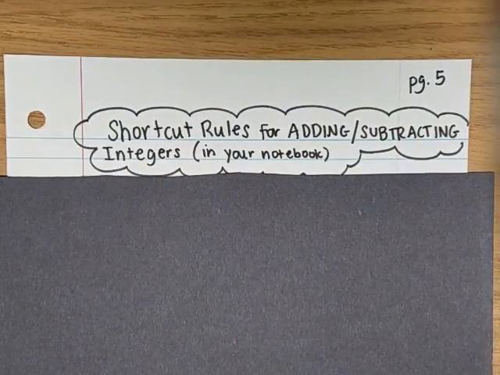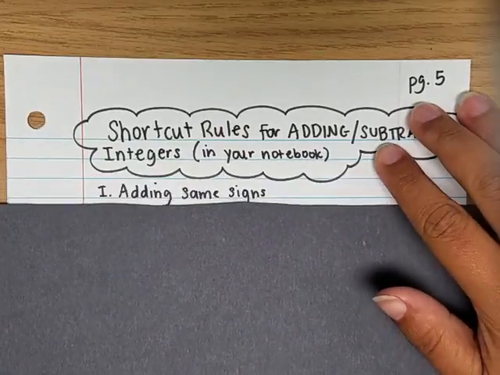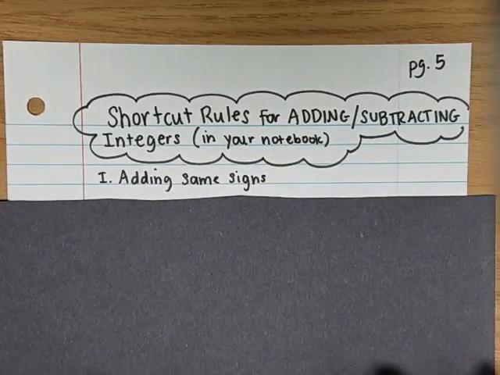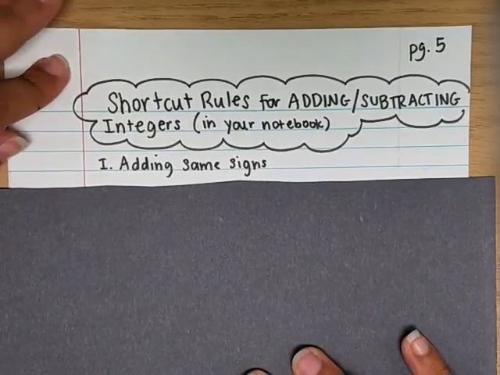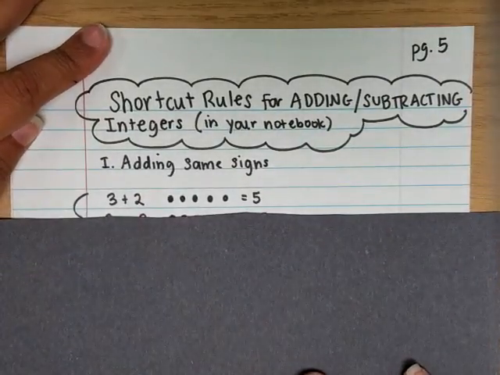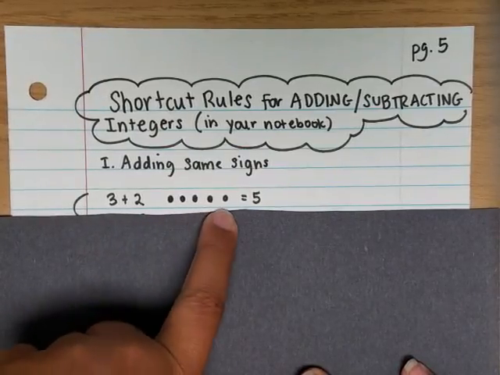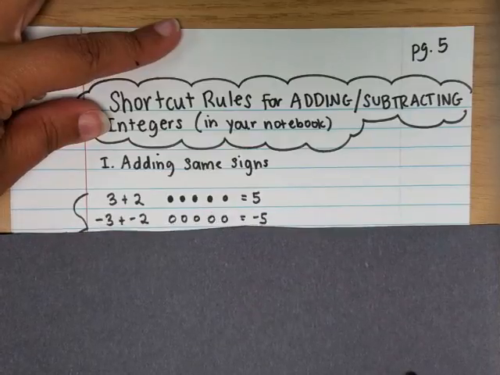I know you guys asked me for shortcut rules for adding and subtracting integers, so here it is. It's on page 5 of your notebook. Adding same signs. I'm going to make some quick, easy examples for us, and then we will come up with a shortcut rule. 3 plus 2 gives us 1, 2, 3 positives. 2 positives gives us 5 positives.